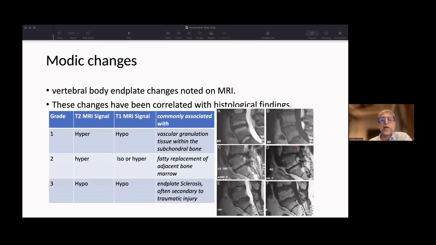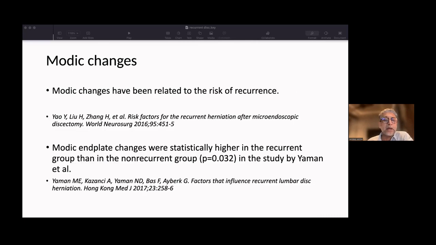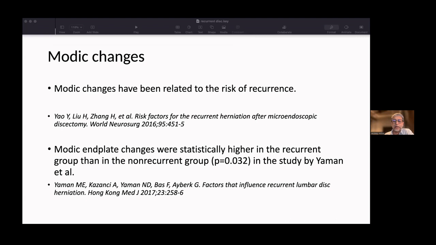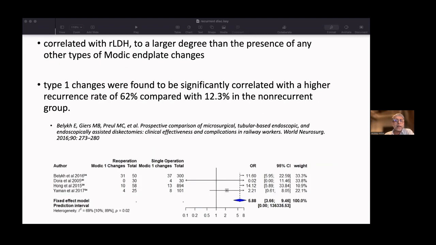Now, Modic changes also have been implicated in the recurrence of the disc herniation. All these studies suggested that Modic changes were statistically involved. And this study by Bellick et al. suggested that type 1 changes were found to be significantly correlated with the recurrence rate of 62% as compared with 12.3% in the non-recurrence group.